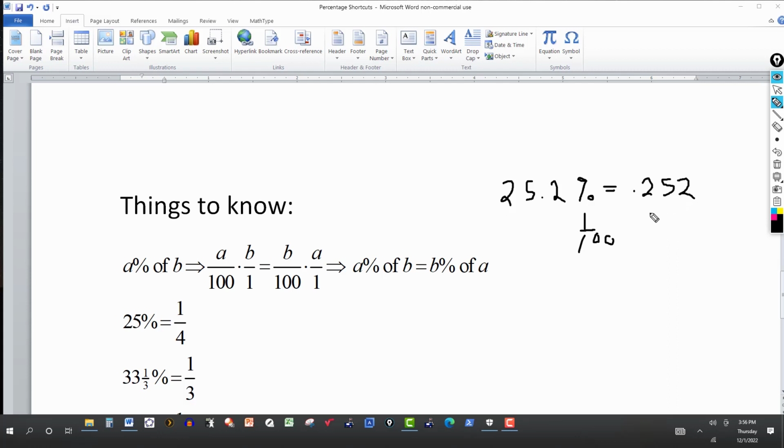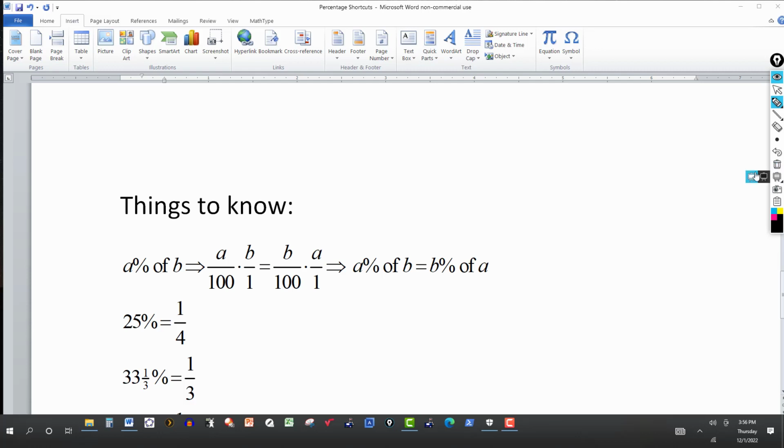Because what we're doing is we're multiplying by 100 and dividing by 100. So if I multiply this by 100 and divide by 100, 100 times 0.252 is 25.2, and then you're left with 1 over 100. But that's your percent sign. So that's why we say if you have a percent and you want to write it as a regular decimal, move the decimal over 2 places to the left and drop the percent sign. And just do the opposite if you're going the other way. If you have 0.252 and you want it as a percent, move the decimal over 2 places to the right and add the percent sign, because that's the same thing as dividing by 100.